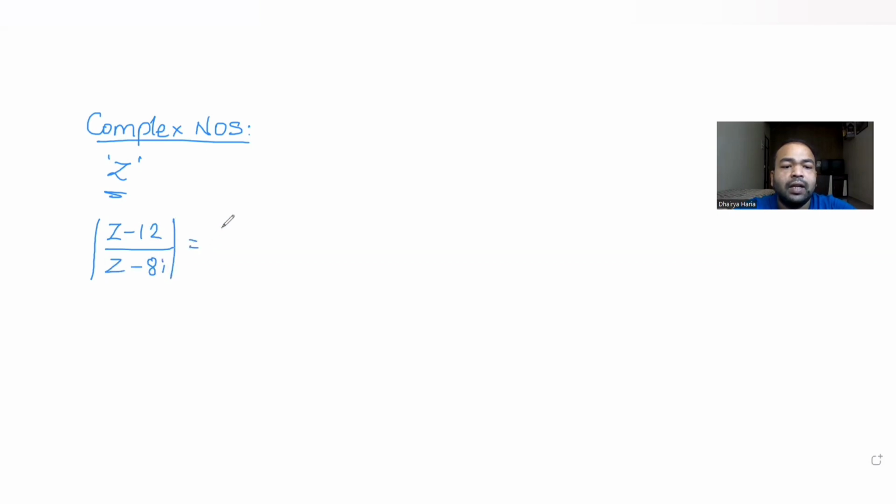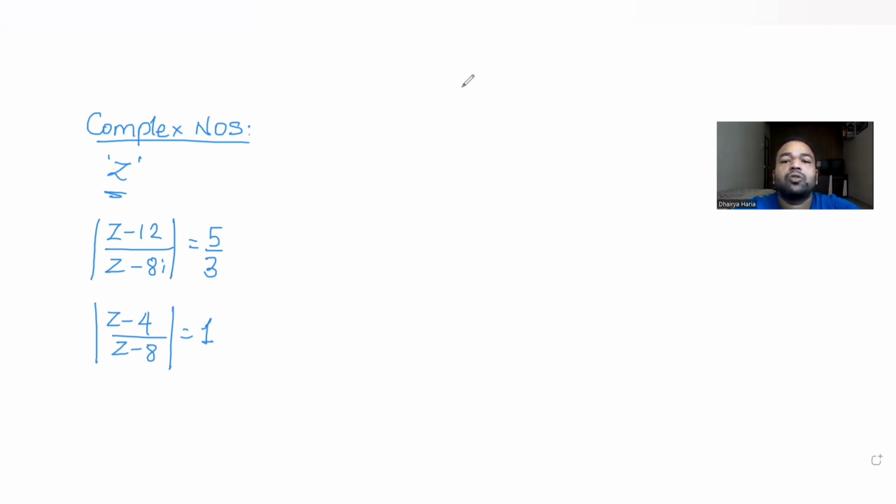Let's see today's question. So today's question is from the topic of complex numbers. In this question, we have been told that we need to find a complex number z by satisfying the equations that are given to us. One equation is |z - 12| / |z - 8i| = 5/3. And the other equation says |z - 4| / |z - 8| = 1. So we need to find a complex number such that it satisfies both of these equations.